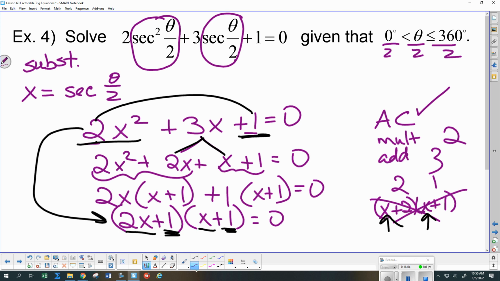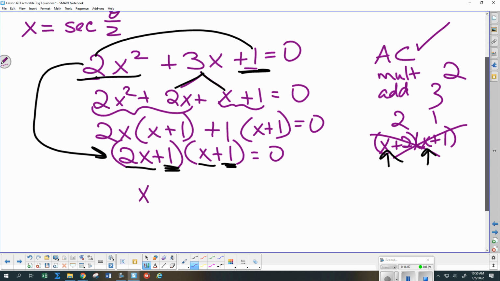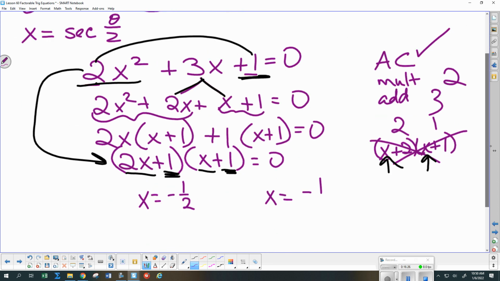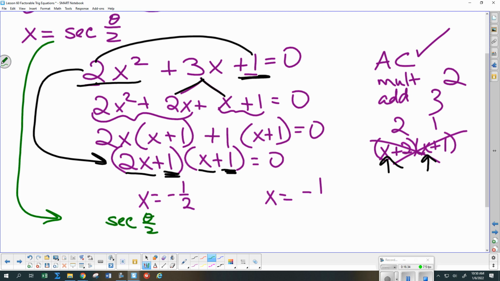That means that x might be -1/2 and x might be -1. But is x what's in our original problem that we're solving for? We really need to solve for theta. So now we have to go back and do our substitution and say x is really the secant of theta over 2. So the secant of theta over 2 is what's either -1/2 or -1.